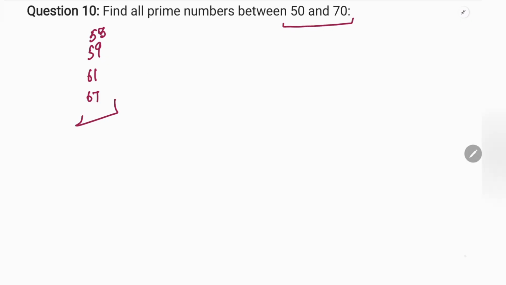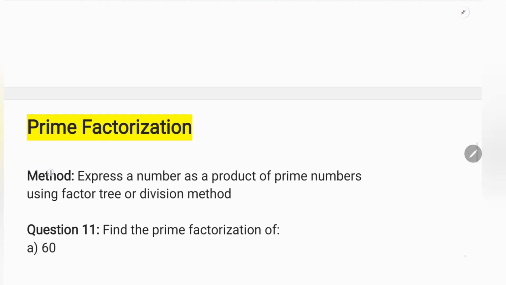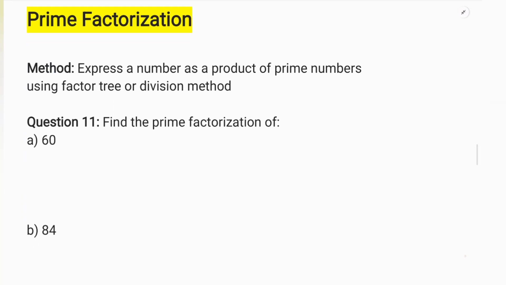Okay. Next we come to a very important topic, prime factorization. How do we do prime factorization of any number? Do you know factors? If I ask you to write factors of 60, you will say 1, 2, 3, 6, 10, 12. They are factors of 60. But I'm asking you to write the prime factors. Prime factors means 2, 3, 5, like that. Okay. How will I do that?